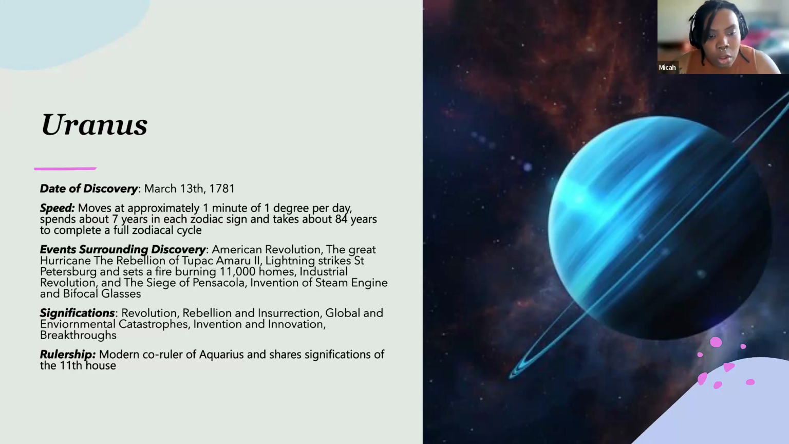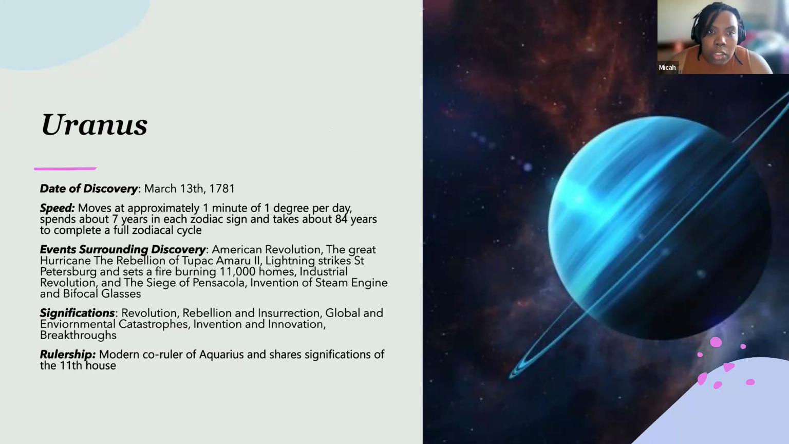Uranus is the modern co-ruler of Aquarius, and shares significations of the 11th house. It is not the same as the 11th house, but it does share some significations. The 11th house has to do with friendships, allies, hopes, dreams, and wishes. Uranus has to do with that visionary energy of breaking through to get to something better. It's oftentimes thought of as the higher octave of Mercury.